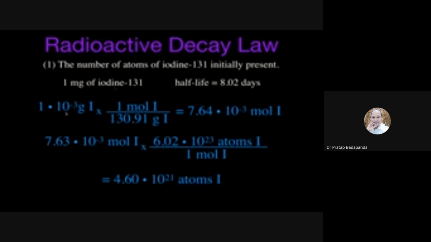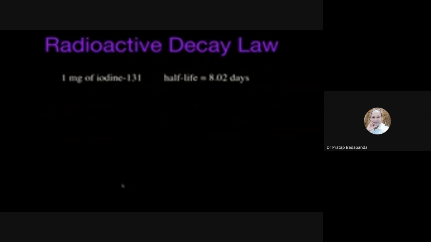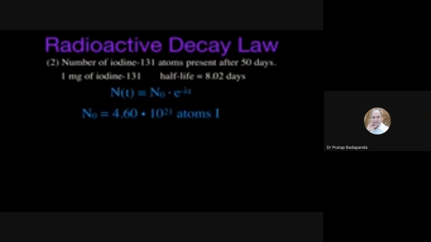All I did was take this number, divide by this number, then I take the result and I multiply it by 6.02. And I get 4.6 times 10 to the 21 atoms. Now, we are going to use this equation. This is a common kind of problem. We want to know how many we have left. Right? That's this. This is the initial number, 4.6, and we want to know how many we're going to have after 50 days. So we're going to solve for NT.